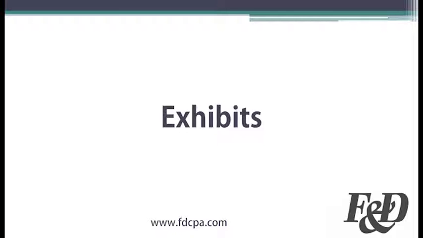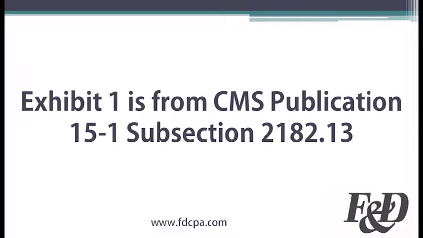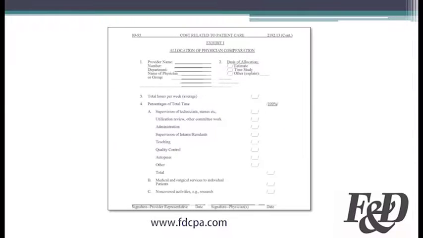CMS publishes examples of physician time studies that are acceptable for allocating physician compensation on Schedule A82. These exhibits serve as good examples of what is required by CMS, but you may find it is easier to obtain this information from your automated software systems. Exhibit 1 is from CMS Publication 15-1, Subsection 2182.13. On line 1, indicate the name of the provider's Medicare identification number, and the provider department.